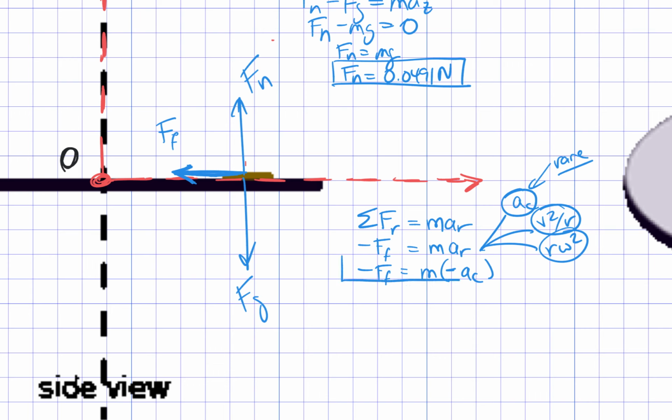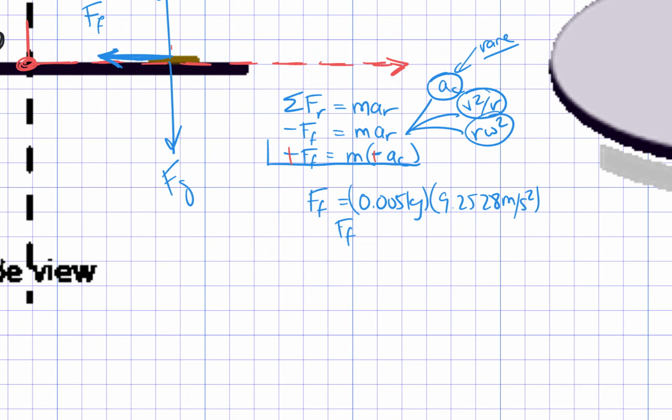Okay, so algebraically we will turn those things positive, and the force of friction equals 0.005 kilograms times that, we'll use all the sig figs there, 9.2528 meters per second squared. And so the force of friction is 0.046264 newtons. And if we round that to 3 sig figures, 0.0463 newtons. Okay, such small numbers. Of course, it is just a tiny little coin.